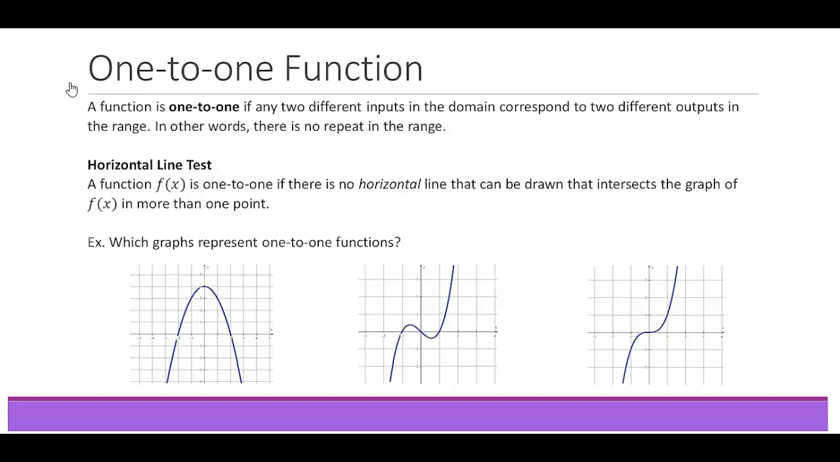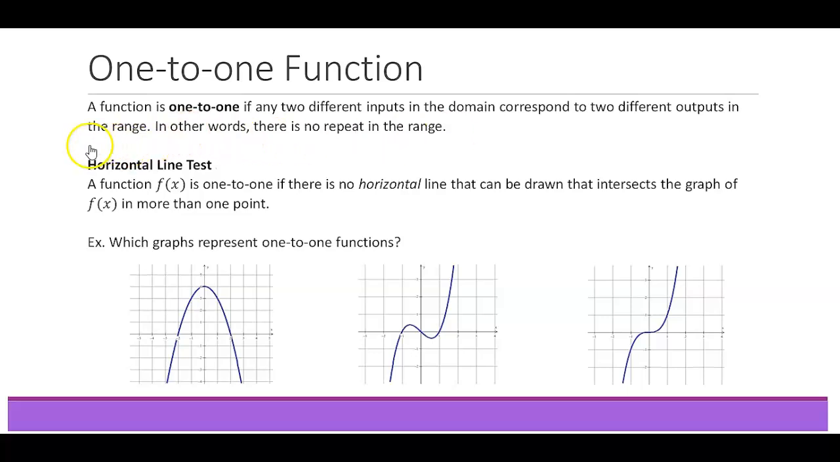Before we take a look at inverse functions, we have to know what a one-to-one function is. A function is one-to-one if any two different inputs in the domain correspond to two different outputs in the range. In other words, there is no repeat in the range values.